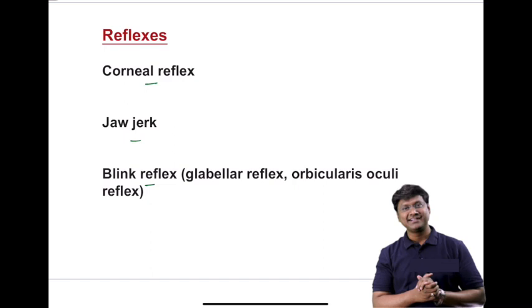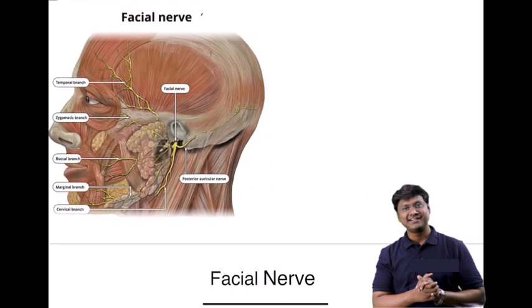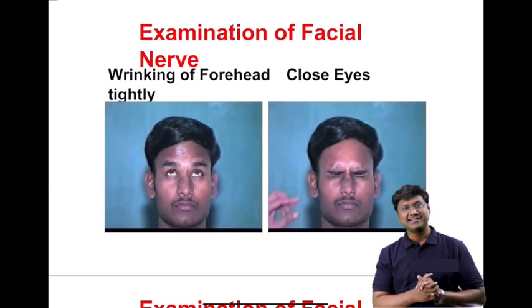Now coming to your facial nerve examination. Facial nerve, apart from muscles of mastication, it will supply all other muscles which are required for the movement of the face. Like for example, you take the wrinkling of the forehead. For wrinkling of the forehead, the muscle which is required is the occipitofrontalis, which is supplied by your facial nerve. And second is like closing the eyes tightly. So to test this, the muscle which is required is orbicularis oculi, which is supplied by your facial nerve.